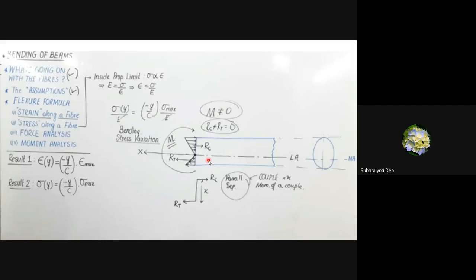See, if it is RC and it is RT, the direction is just opposite. RC is going in this direction, and RT, the resultant, is going in that direction. So this will form a couple, isn't it? Two parallel forces acting at a distance x. So they will form a couple. So this is the moment of a couple if you multiply this with the distance. But the moment will not be equal to 0. There will be a moment.